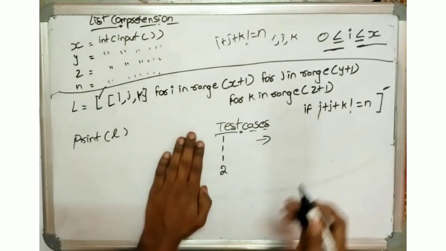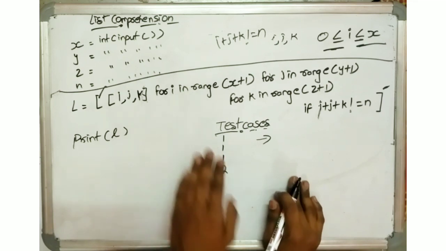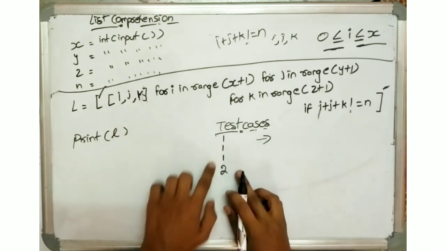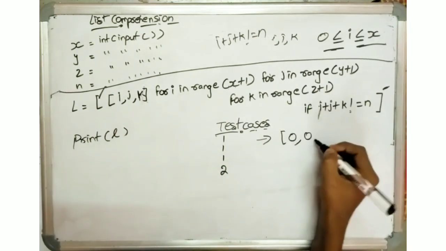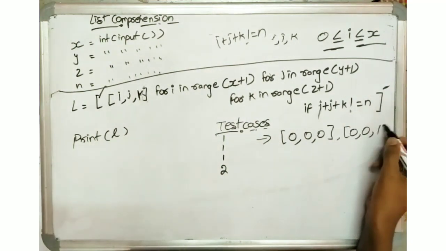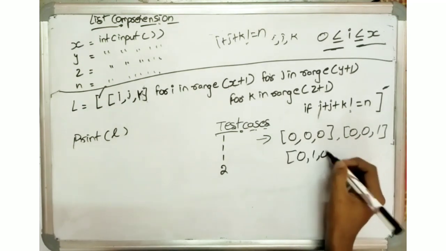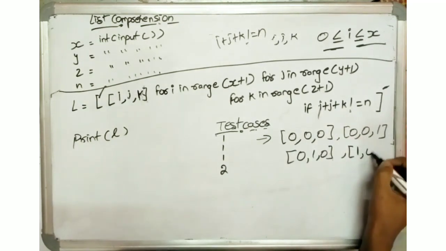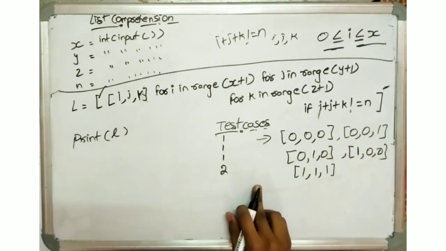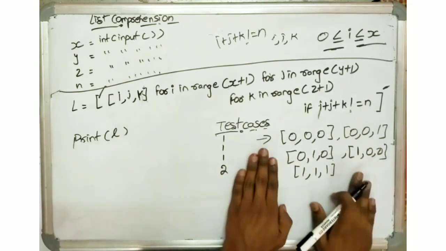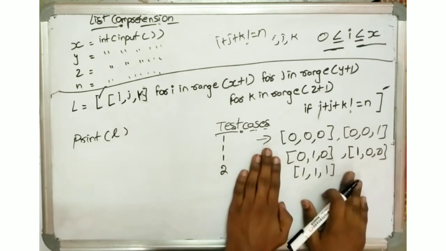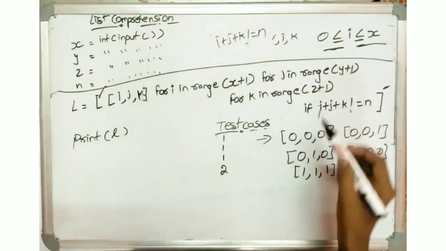Before going into the code, what are the possible values that we can get from these? Just think. First value is definitely 0, 0, 0. It's sure. And second value is 0, 0, 1. And third value is 0, 1, 0. And fourth value is 1, 0, 0. And fifth value is 1, 1, 1. Is this correct? These are all the possible coordinates of a given cuboid. Yes, correct.